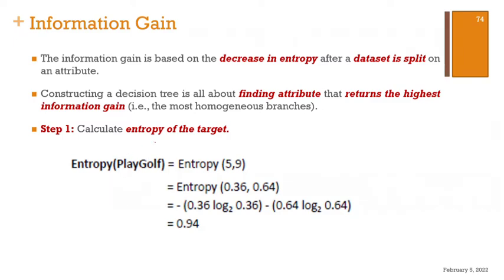Because constructing a decision tree, as I mentioned earlier, is all about finding attributes that return the highest information gain. And what do we mean by highest information gain? The most homogeneous branches. So we want to select an attribute that will return the highest information gain for us. And what is information gain? We want an attribute, maybe we select Outlook.